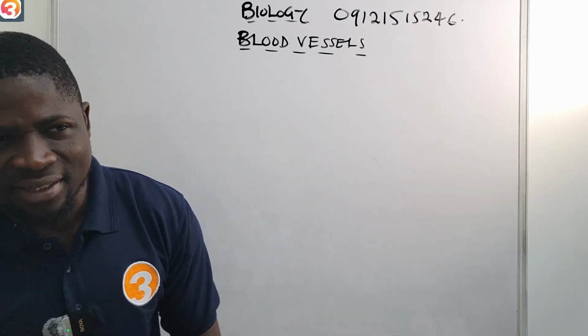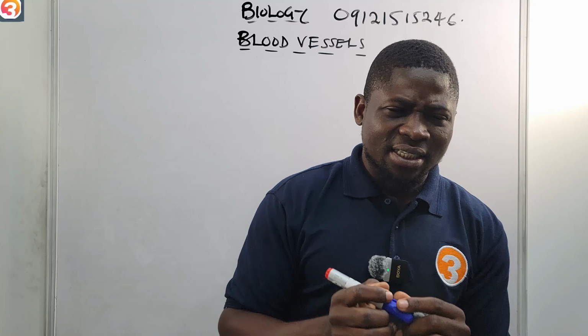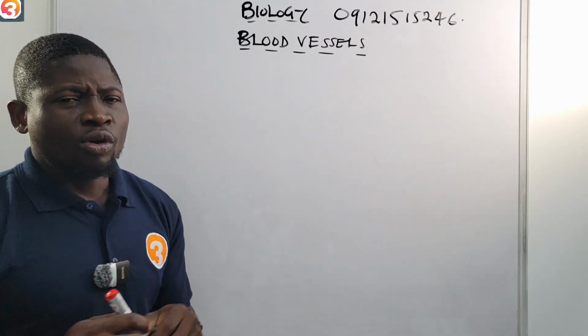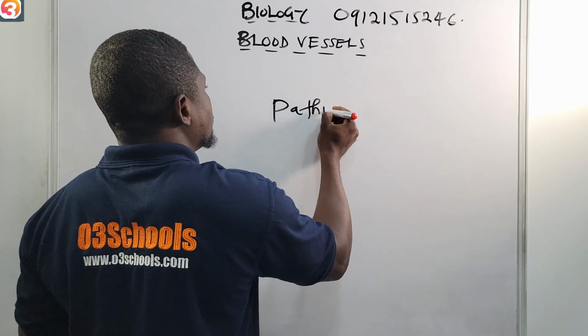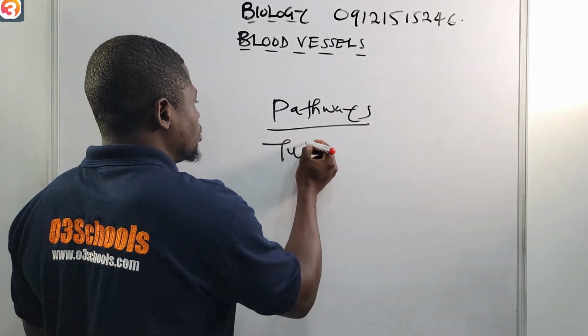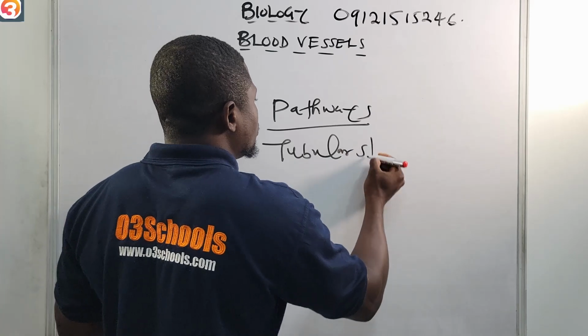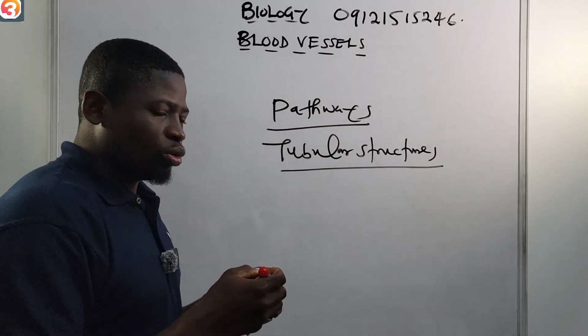How are they moving? That is why we're talking about blood vessels today. Blood is able to move because there are some pathways, or what we call tubular structures, through which blood moves around the body.